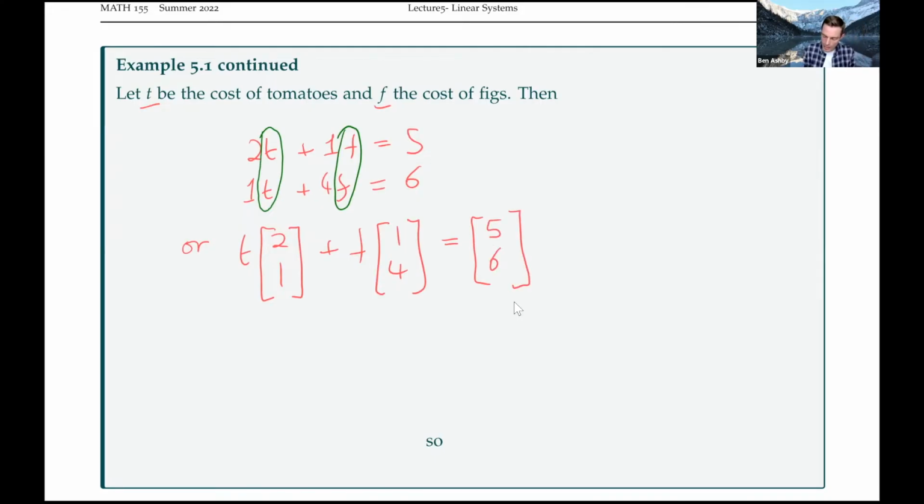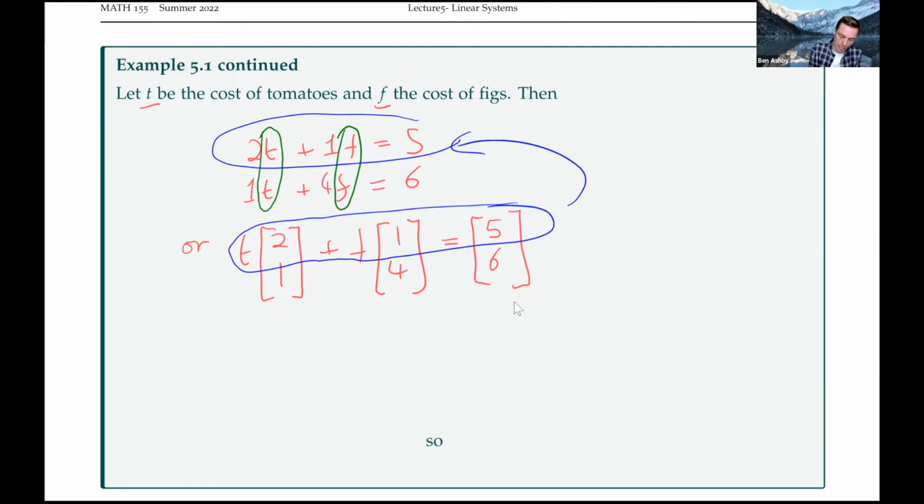So all that's going on here is we're saying, okay, if we take this, let's do it in blue, if we take this first row here, because the components are independent, if we do 2t plus f is equal to 5, that's exactly the same as what we would get on this first row here. And likewise, we can get the second row. So this vector equation is just another way of writing down those systems of equations that we had above.